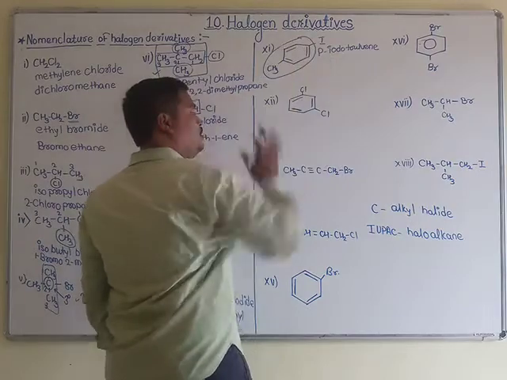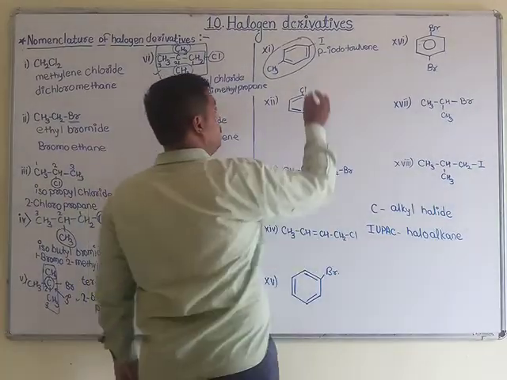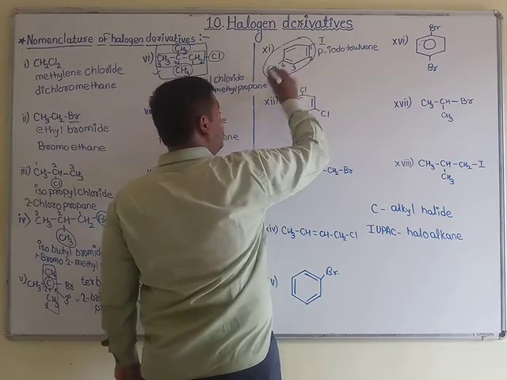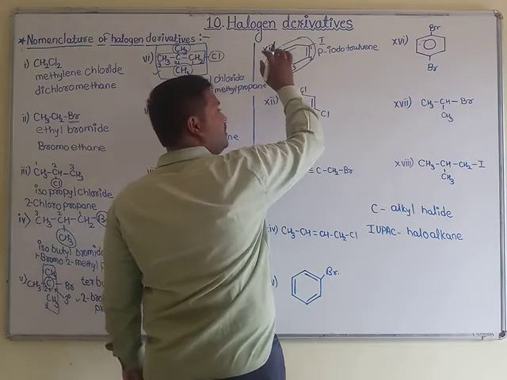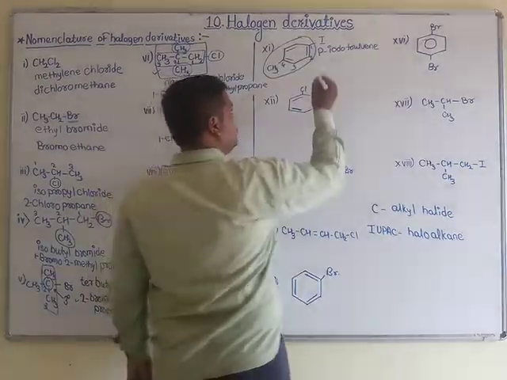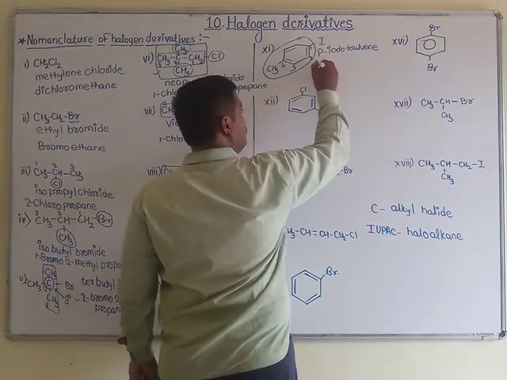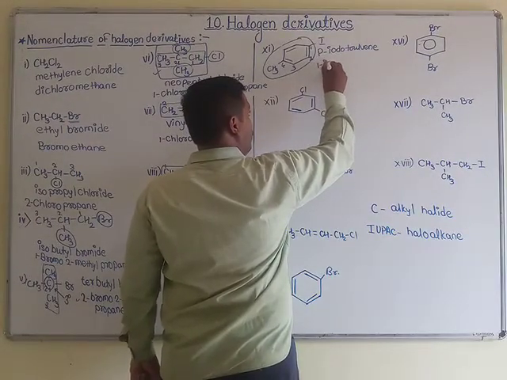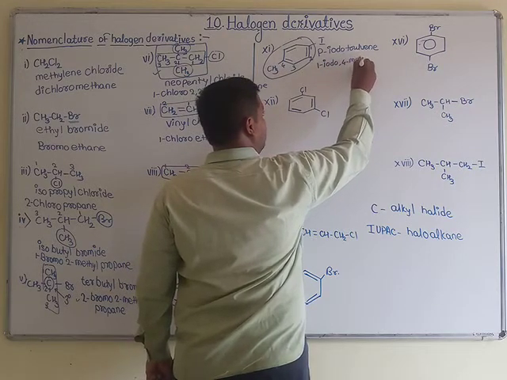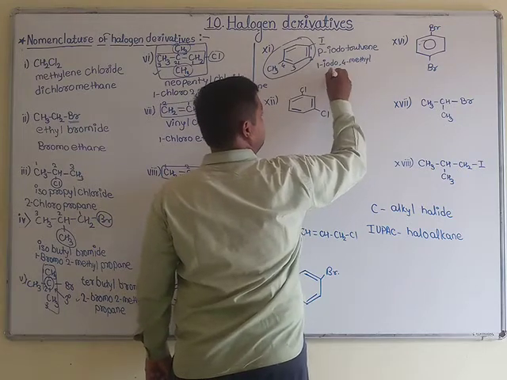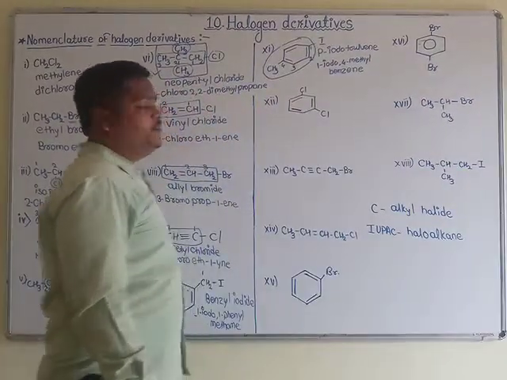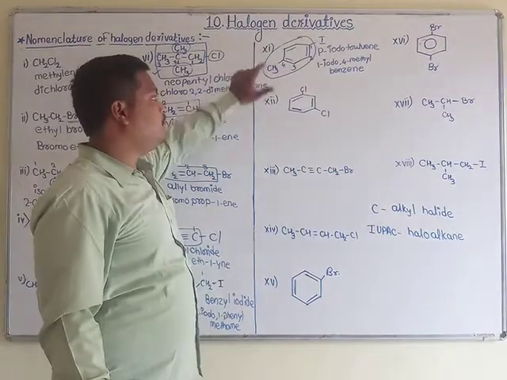But when we want to give the IUPAC name to this compound, numbering must start from iodine rather than the methyl group, because the methyl group is less electronegative than the iodine. Means here 1-iodo-4-methylbenzene is the IUPAC name for this given compound.